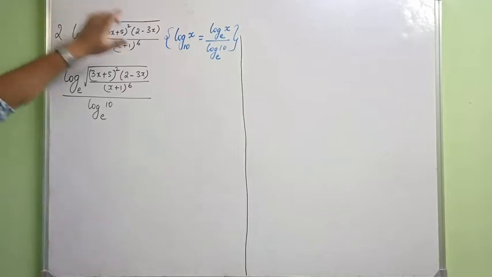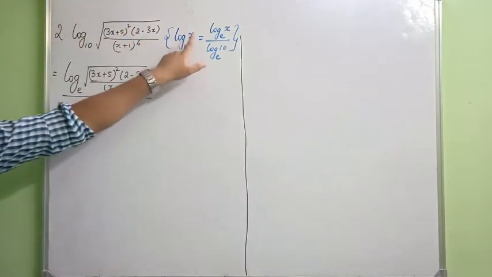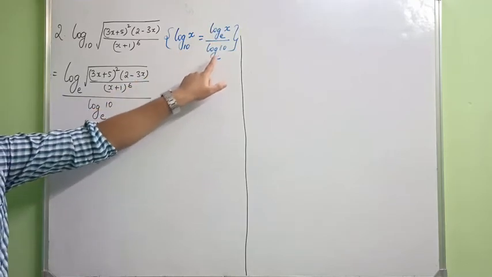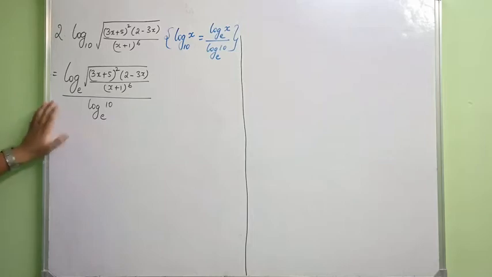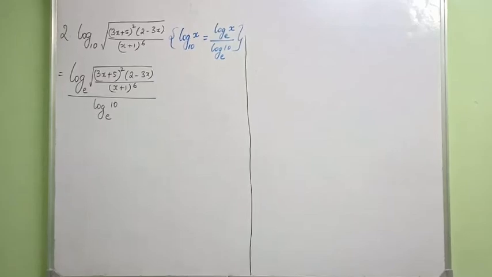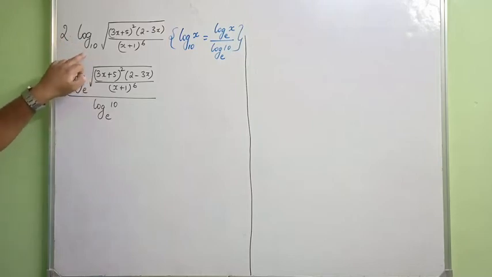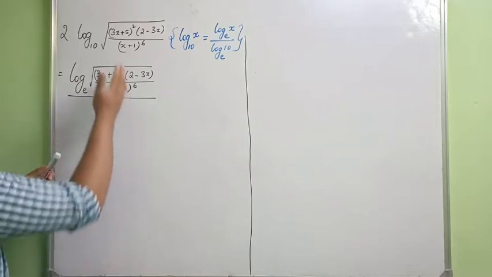For this complete thing, I have applied this formula, that is log x to the base 10 is nothing but log x to the base e divided by log 10 to the base e. So this thing happened. We have first converted this log base 10 to log base e. It's over. Now what we are going to do, I am going to remove this.